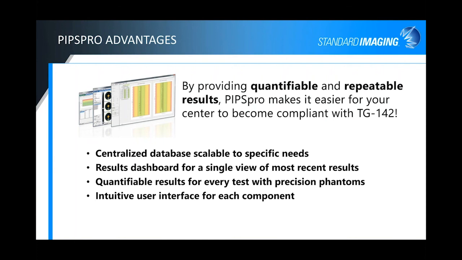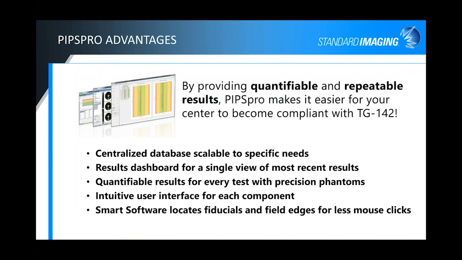A very intuitive user interface for each component, very easy to use, very easy to set up your baselines and move forward from there. And then, it's smart software that automatically localizes the fiducials within the specific phantoms and the field edges, giving you fewer mouse clicks and more automated test results. And like I mentioned, it's over 30 TG 142 tests in one package. So that's a quick overview of the PIPSpro software.